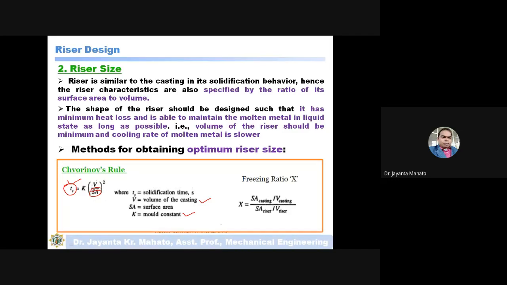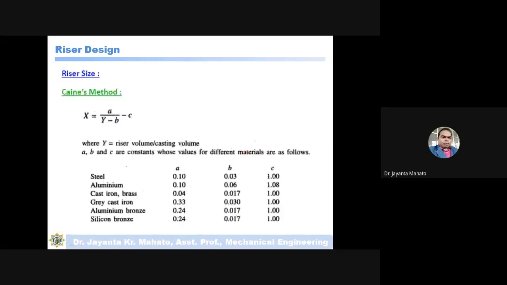Okay, surface area. The SA value is the ratio of surface area of casting to volume of casting, divided by surface area of riser divided by volume of riser. From this formula you can get the freezing ratio, and from this freezing ratio we can optimize the riser size. Another method is the Caine method.